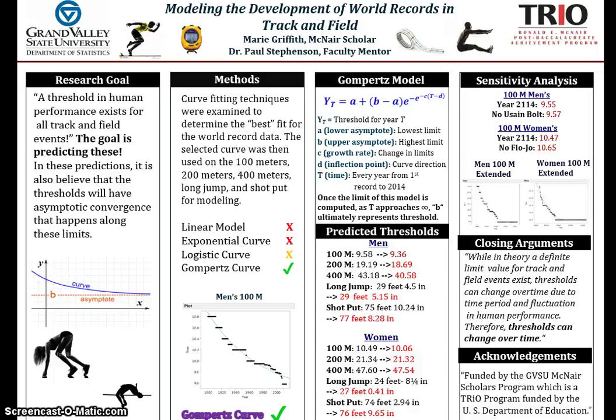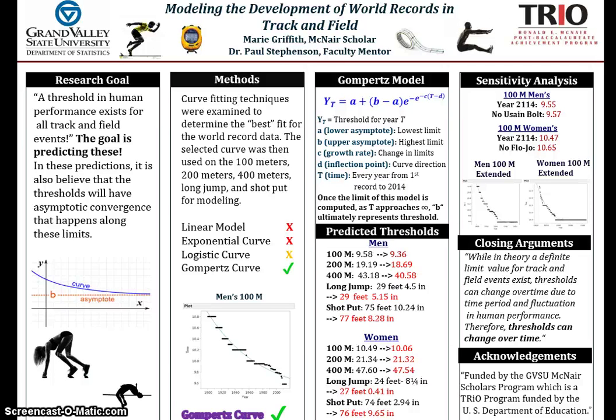Now, from this model, I was able to predict threshold limits. Here in black are the current world records as of the year 2015, and in red are the computed threshold limits by the Gompertz model. So after this was computed, there was a procedure called sensitivity analysis, or playing around with data, that was conducted. In this sensitivity analysis, the current world record for the 100 meter dash was extended for 100 years to see if the threshold limit would change.